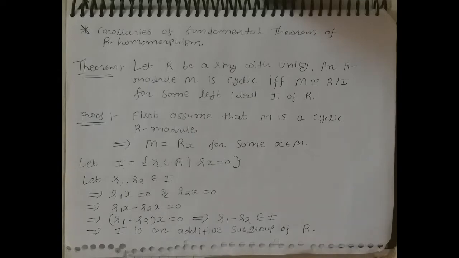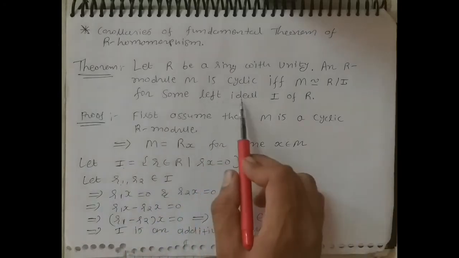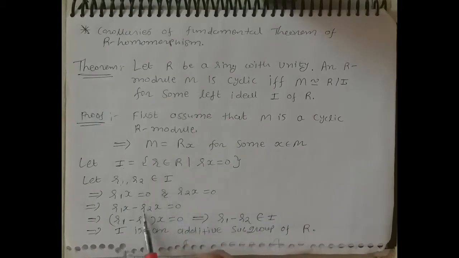Now every ring is a group, so I is an additive subgroup of ring R. So what are we going to show? We are going to show I is a left ideal. So first we have shown that I is an additive subgroup of ring R.